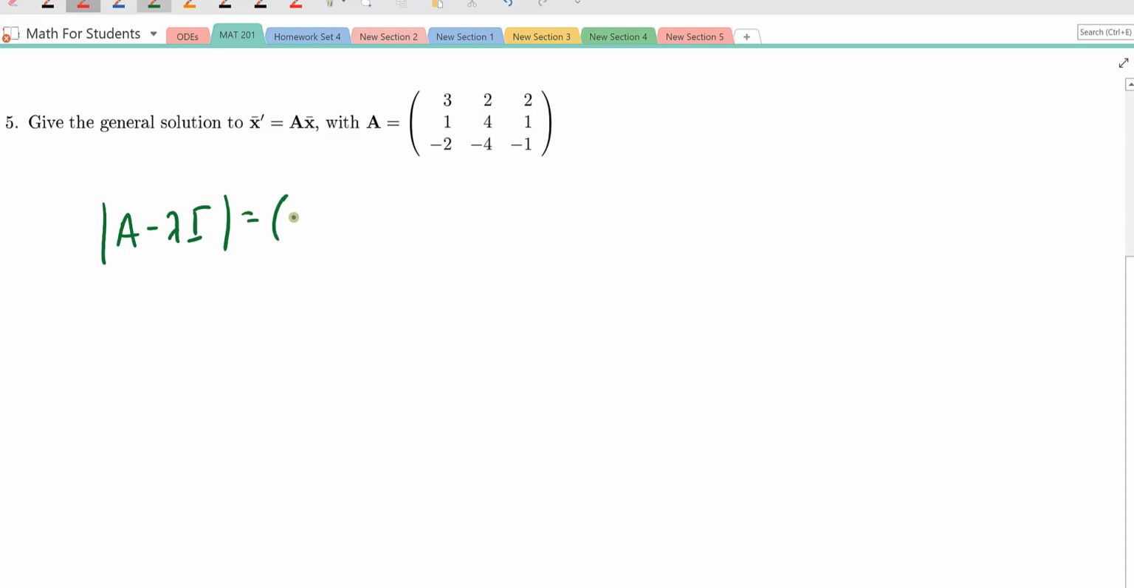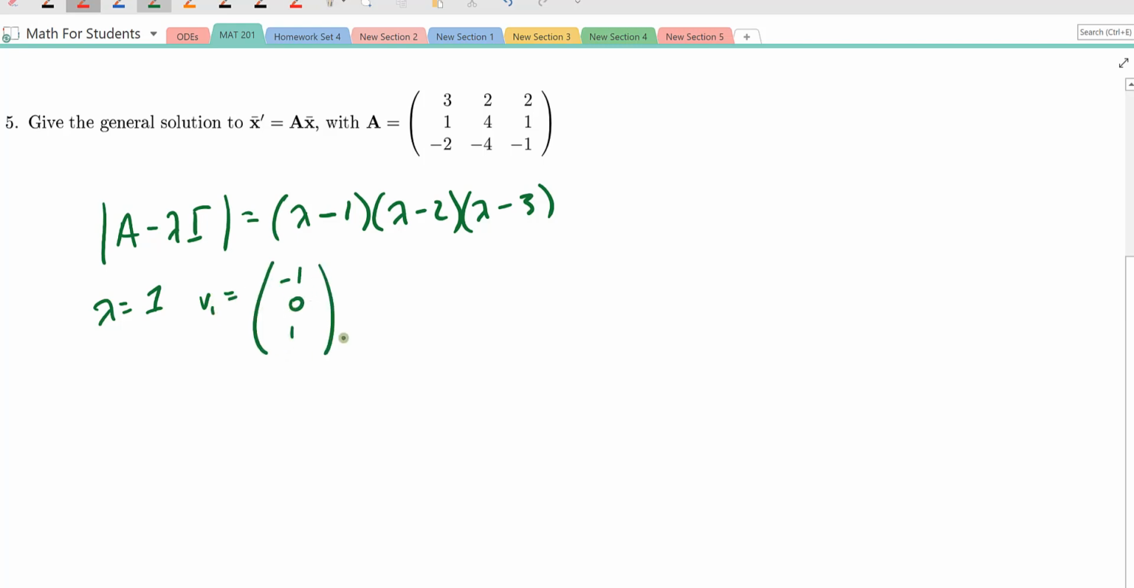I just want to reiterate, where did these eigenvalues that Matrix Calculator computed come from? They came from the characteristic equation, which we get by looking at the determinant of A minus lambda I, and that's how we get the three eigenvalues, lambda equals 1, lambda equals 2, and lambda equals 3. So for lambda equals 1, we saw that it had the eigenvector, according to Matrix Calculator, -1, 0, 1.